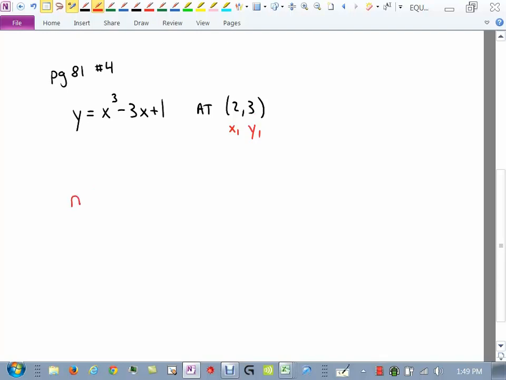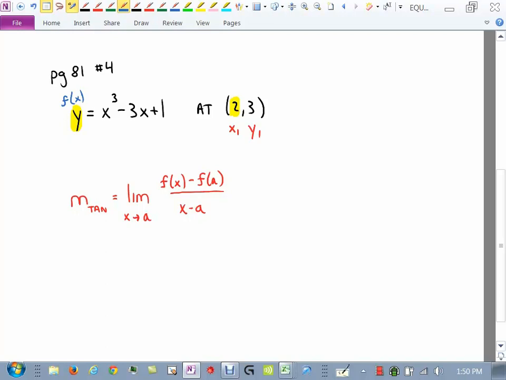The slope of that tangent line is going to be equal to the limit as x approaches a of f of x minus f of a, all over x minus a. Now here in this problem, we know what a is, right? A is the x value. And we also know the function. We're just going to replace the y here with f of x.